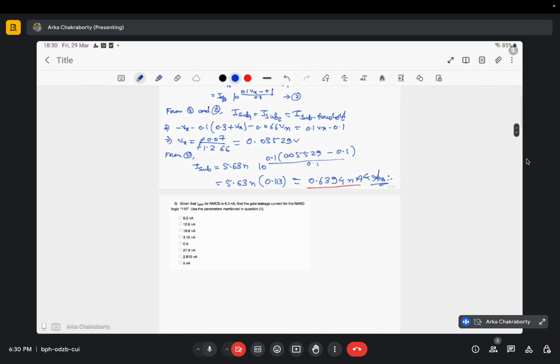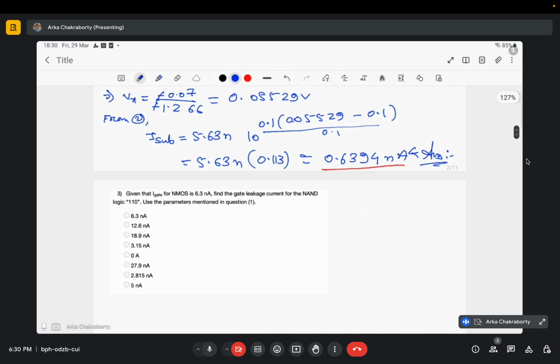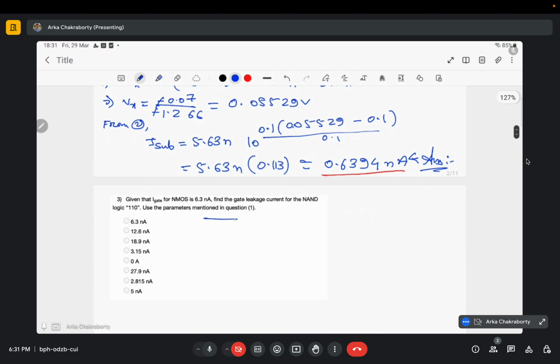Now let's move to the next question. Question number 3. What is given? Given that I gate for NMOS is 6.3 nanoampere, find the gate leakage current for the NAND gate logic 1 on 0. Use the parameters mentioned in question number 1. Okay, an interesting question. Let me draw it. Fine. 1 1 0. So on and off.